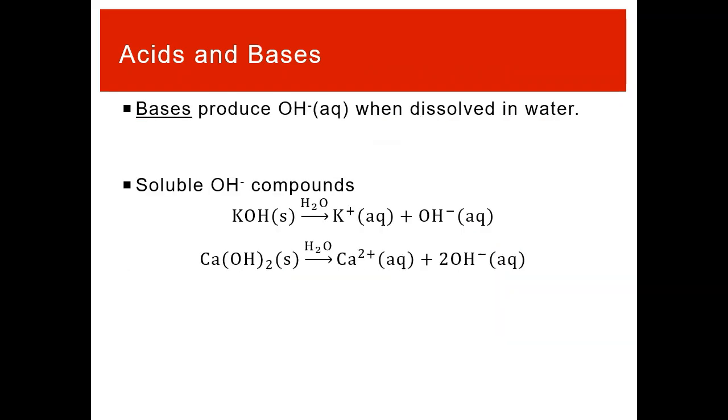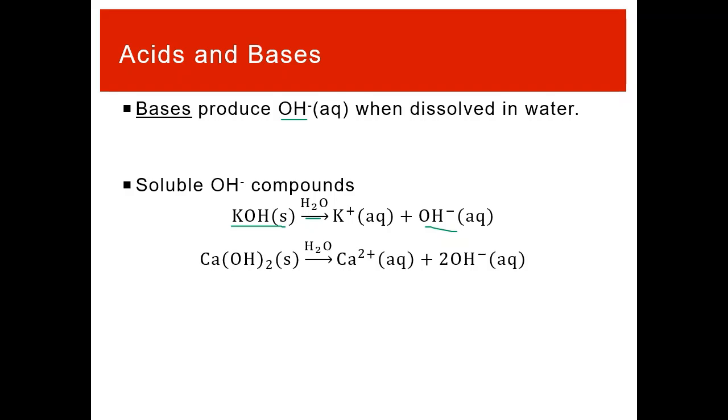So bases are the counterpart, and bases produce OH minus when dissolved in water. If acids make H plus, bases make OH minus. Generally there are a couple of other varieties beyond this, and Gen Chem 2 has a ton of acid-base if you want to learn more. But for now, we're going to say soluble hydroxide compounds, because the best way to produce hydroxide in solution is to take an ionic compound containing hydroxide, dissolve it in water, and then boom, you've got hydroxide in solution.